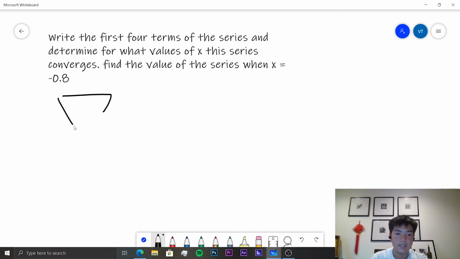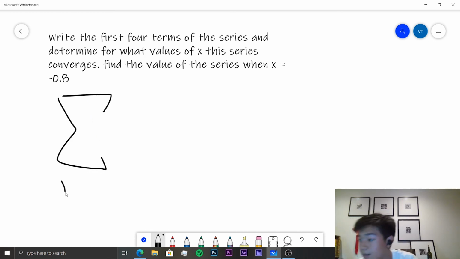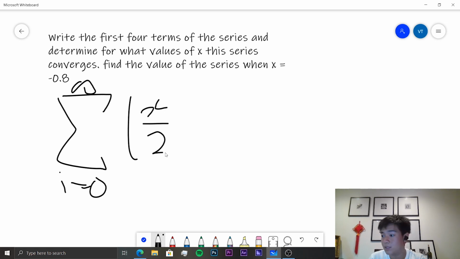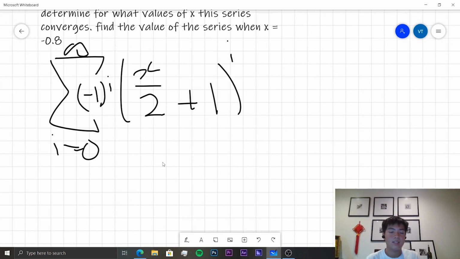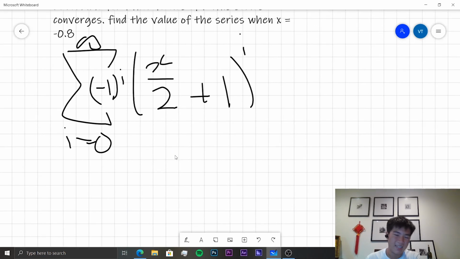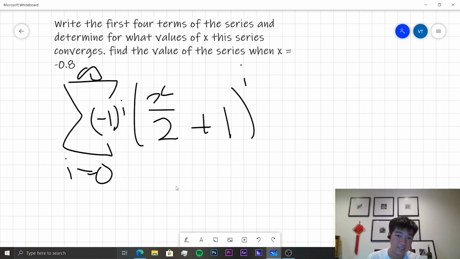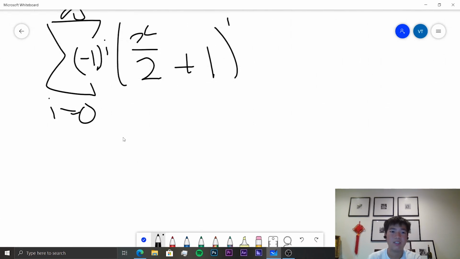So the series is, starting from i equals 0 to infinity, (x over 2 plus 1) to the i, negative 1 to the i, x plus x over 2 plus 1 to the i. Definitely very tough. So, I guess let's look for the first 4 terms of the series first.